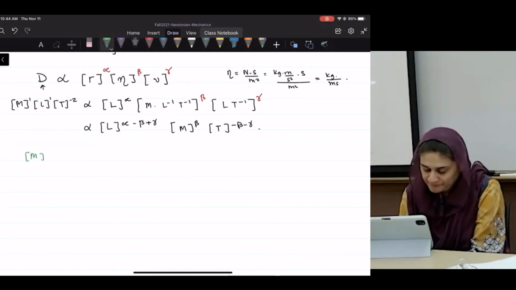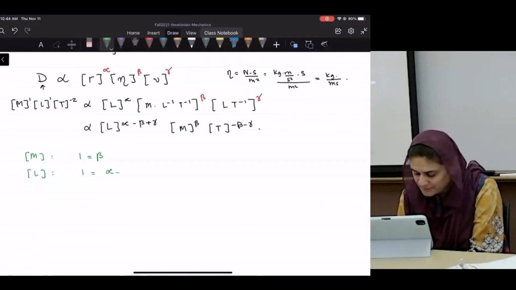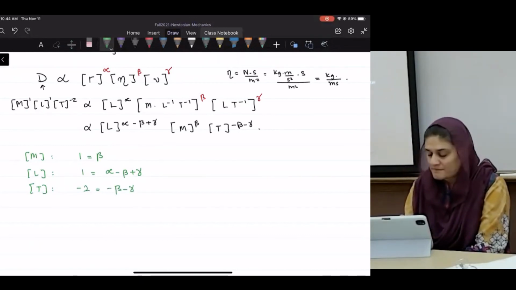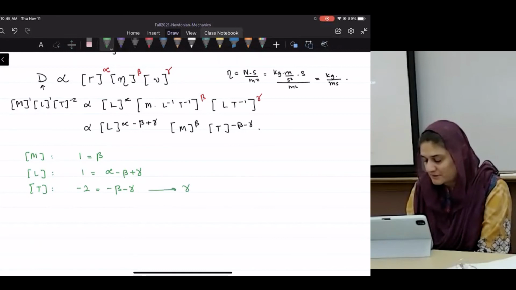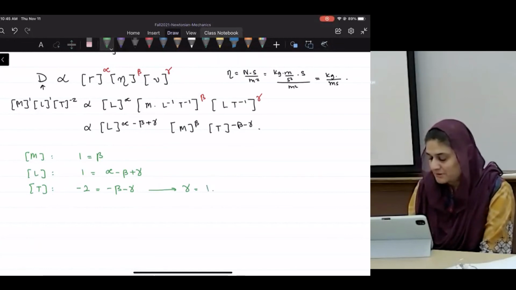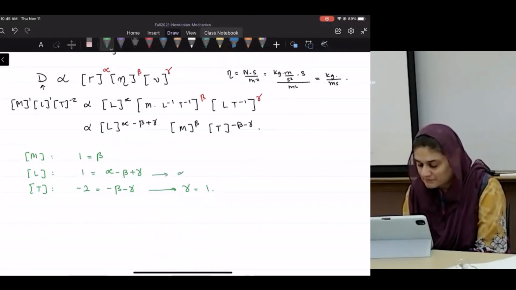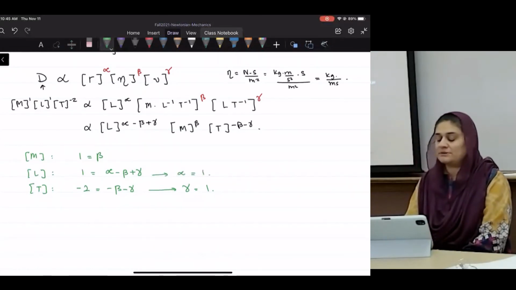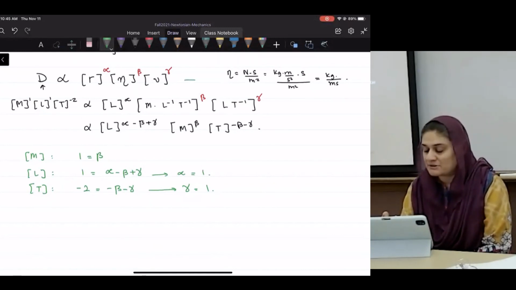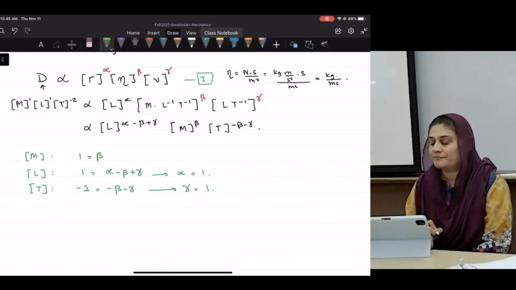For M, 1 equals beta. What do we get for L? 1 equals alpha minus beta plus gamma. What do we get for T? Minus 2 equals minus beta minus gamma. So here I can calculate gamma. 2 minus 1 plus 1. Gamma equals 1. Beta equals 1. What does alpha equal? Thank you. Plug it back into equation 1. What will I get?